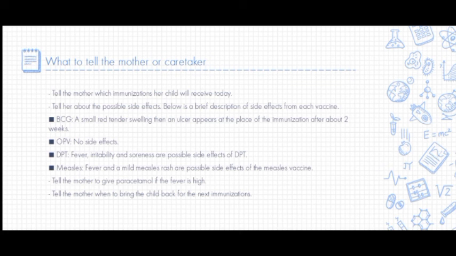Fourth and last is the measles vaccine. Fever and a mild measles rash are possible side effects of the measles vaccine. A week after you give the vaccine, a child may have fever for 1 to 3 days. Again, when the child has fever, it means that the vaccine is working. So there is nothing to worry about. Tell the mother to give paracetamol if the fever is high. And tell the mother when to bring the child back for the next immunizations.